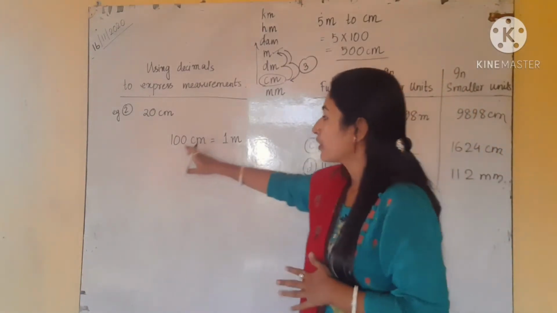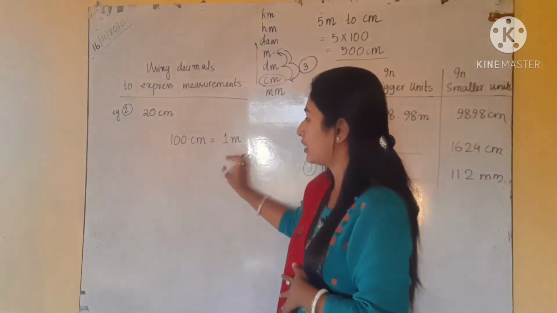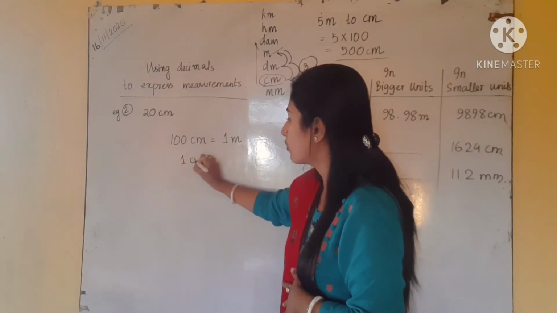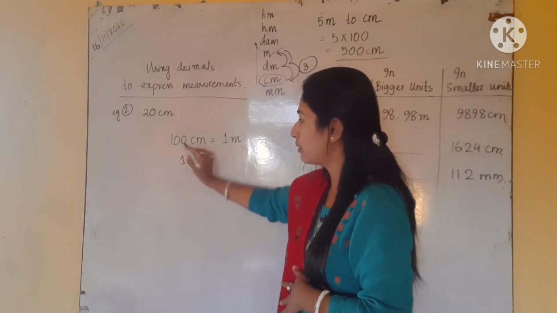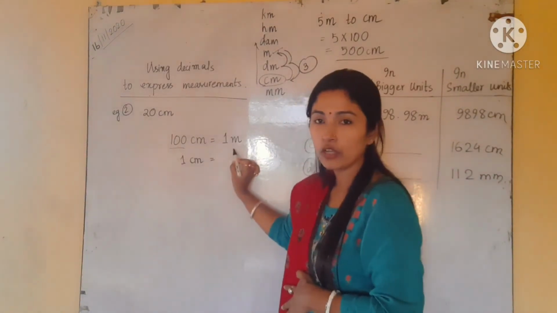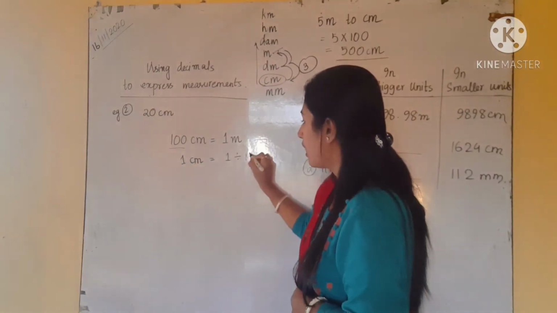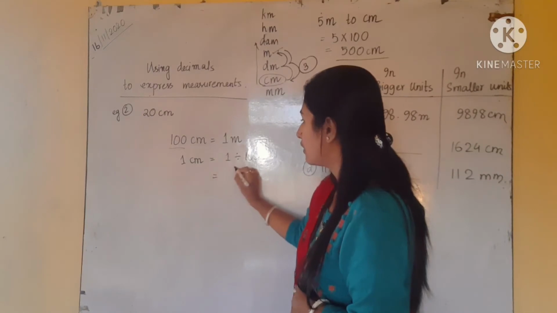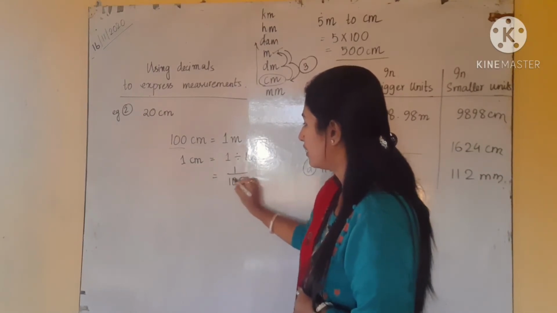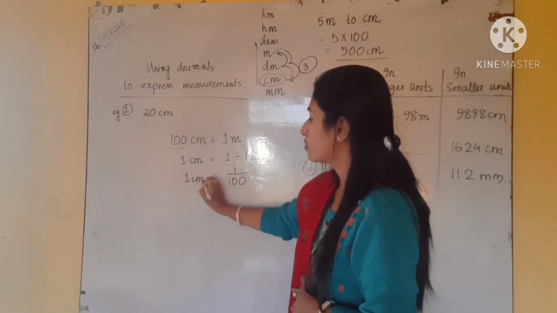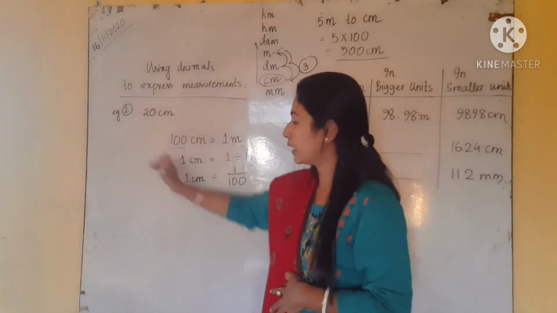So see here, if 100 centimeter is equal to 1 meter, then 1 centimeter will be equal to what? We have to divide, because for many it is given. So if we want to find for 1, then it will be 1 divided by 100. And 1 divided by 100 we can write like this, 1 by 100. We know this. So next we want to find for 20 centimeters.